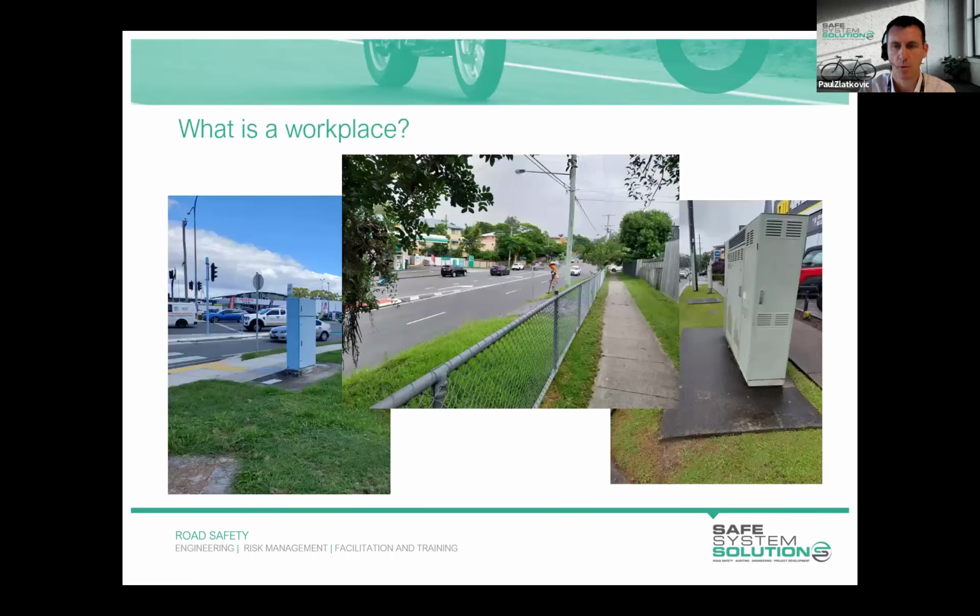We talked about what a workplace is. So a workplace is any place where work is carried out, includes places where workers may go or are likely to be while at work.